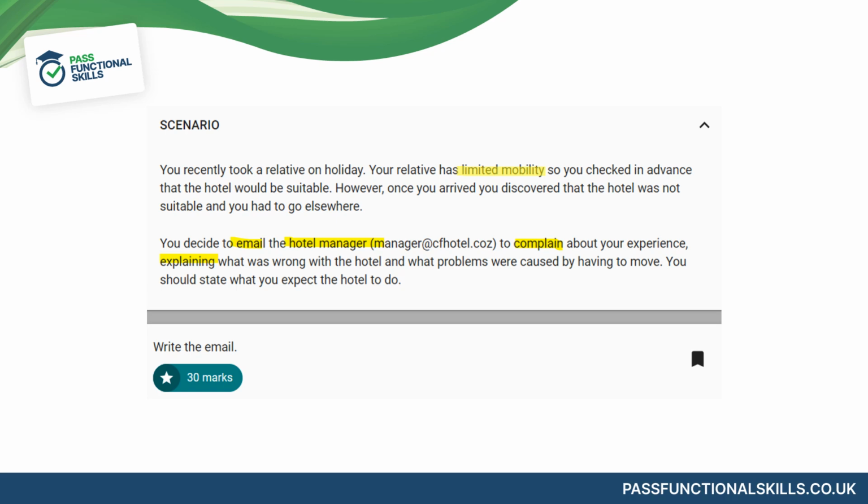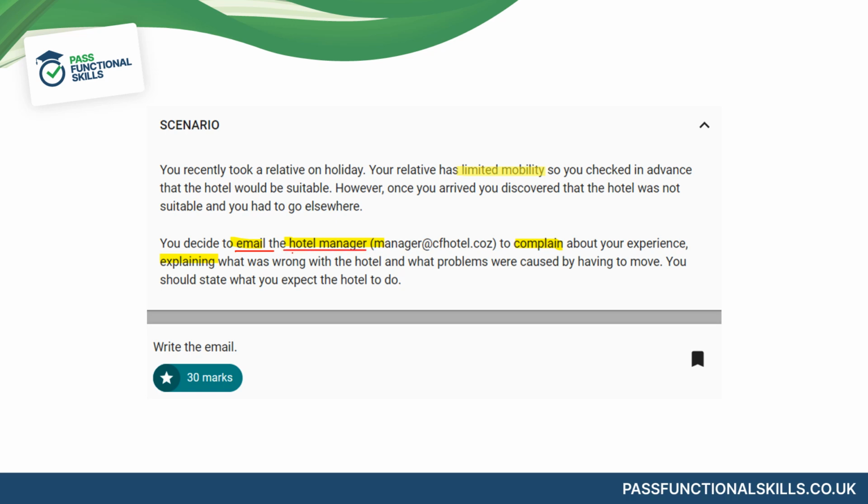Okay, so again, we've highlighted or noted down the key details of this question. So first is the text type. So here we're being asked to write an email. So we'll have a look at what formatting features we need for an email as well when we look at the model solution. Our audience here is the hotel manager.